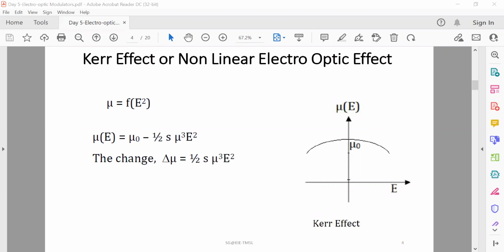Now the change in the refractive index, which induces or alters the birefringence of the crystal, causes the beam to suffer a phase shift. Even though the change in the refractive index is very small, the corresponding phase change in the beam propagating along the direction of the applied electric field could be significant.